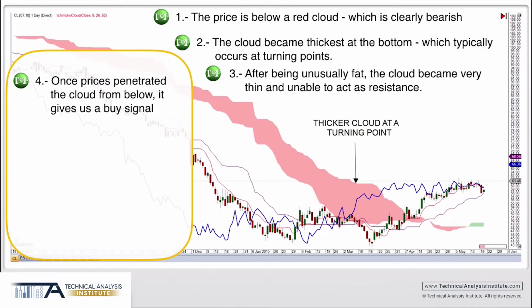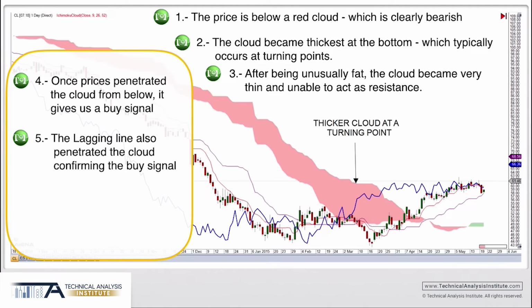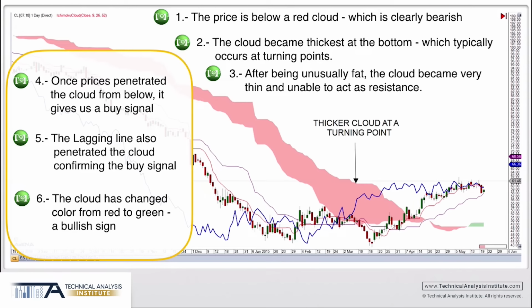Remember, if prices are above the cloud, it is bullish. Below the cloud, it is bearish. Hence, one of the trade signals the cloud provides us with is precisely when prices are above or below the cloud. Notice that the lagging line also penetrated the cloud, confirming the buy signal. At the extreme right of the chart, the cloud has changed color from red to green as a result of span A crossing over span B. That is also a bullish sign.